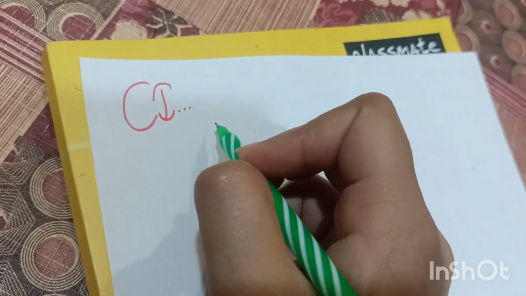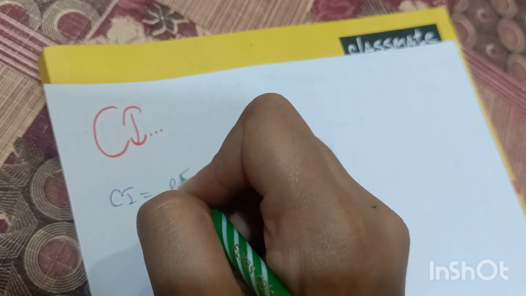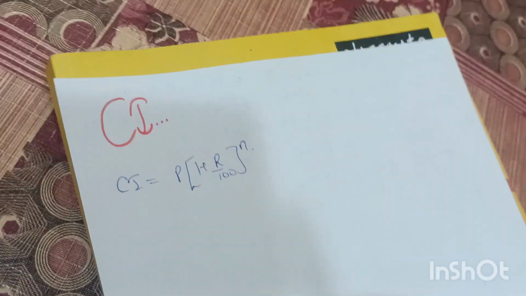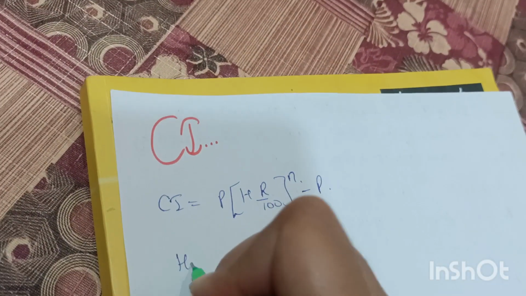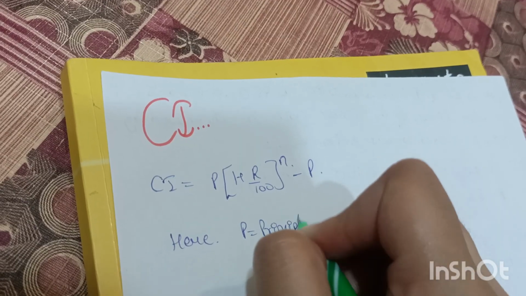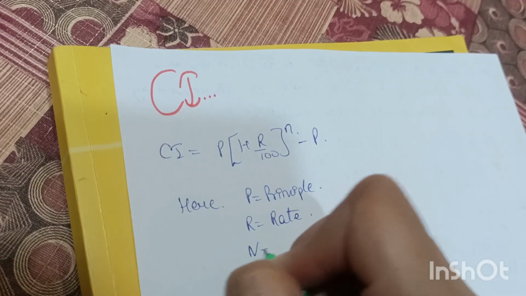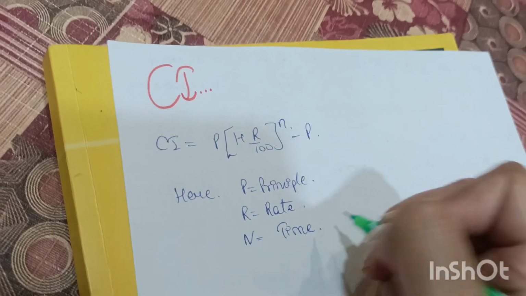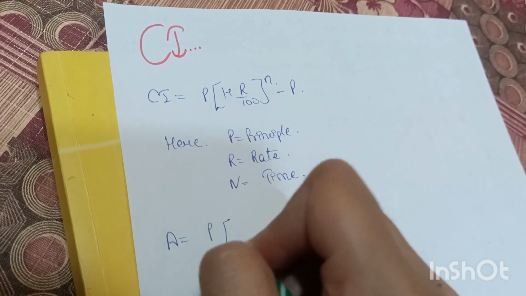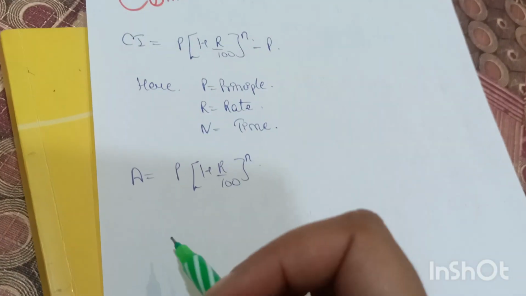Now let's see compound interest. So first let's see the formula for this: CI equals P into (1 plus R upon 100) to the power N minus P. So now over here P equals principal, R equals rate, and N is time. Okay, so now let's see the formula for amount in this. It equals P into (1 plus R upon 100) to the power N. This is the formula for amount.